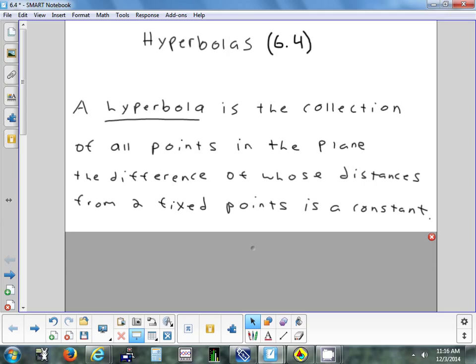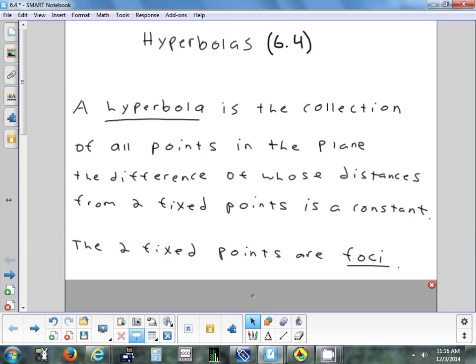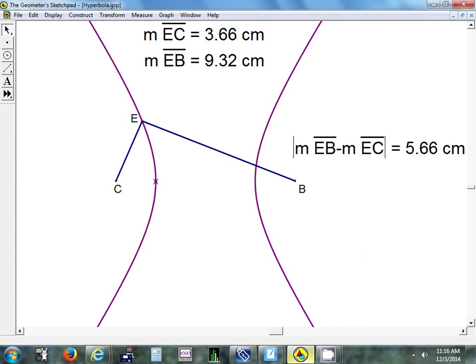Any guess what we're going to call these two fixed points? Same name we gave them yesterday? Foci. The foci. Okay, the two fixed points are the foci. And let me show you a picture. Okay, so that's a picture of an ellipse. I'm sorry, of a hyperbola.